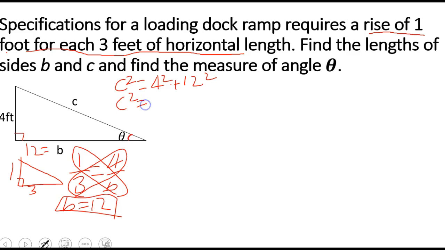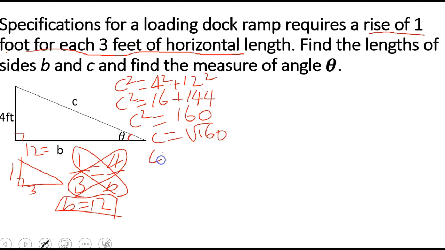So C squared is 16 plus 144. We add those, we get what? That's 160, I believe. And then C is the square root of 160. And 16 times 10 would give 160. So the square root of 16 times 10. And 16 is a perfect square. Square root of 16 is 4. So 4 square root of 10. So here we have C is 4 square root of 10. That's that side.